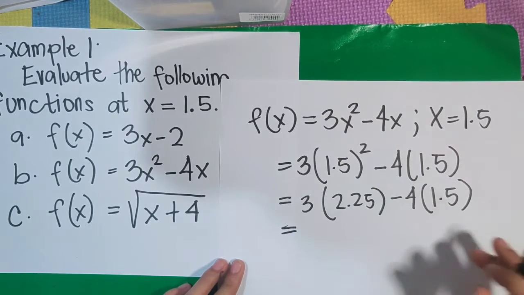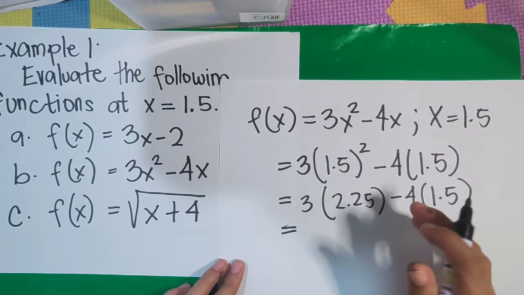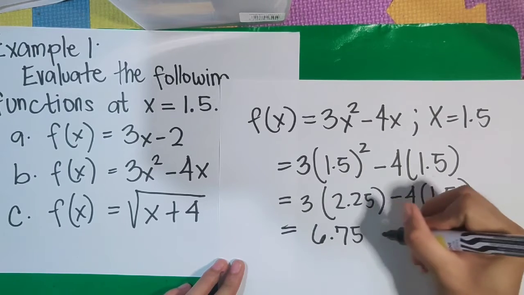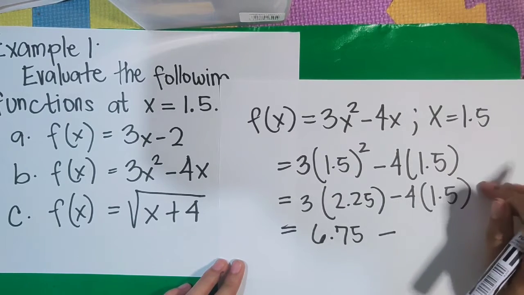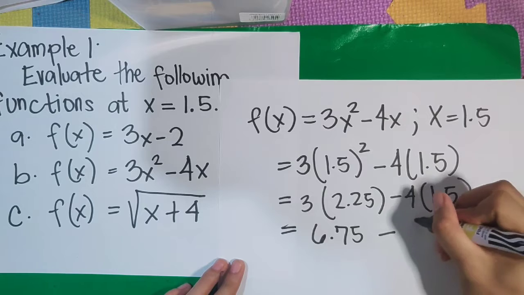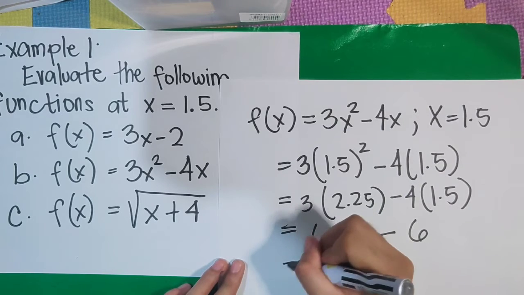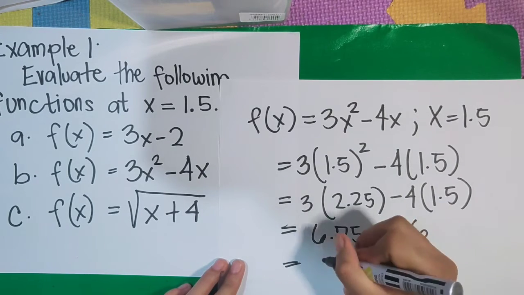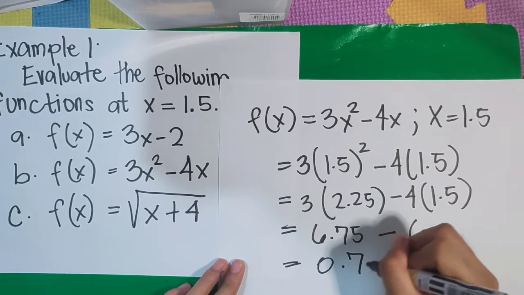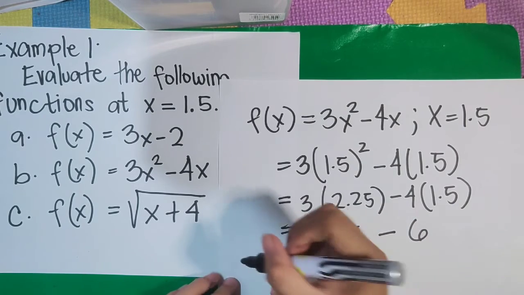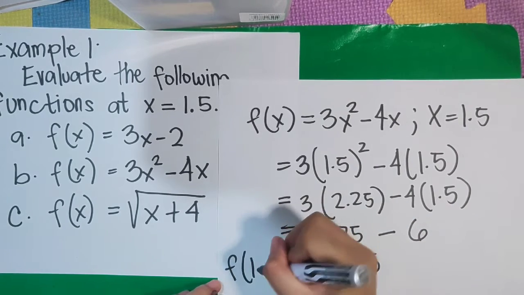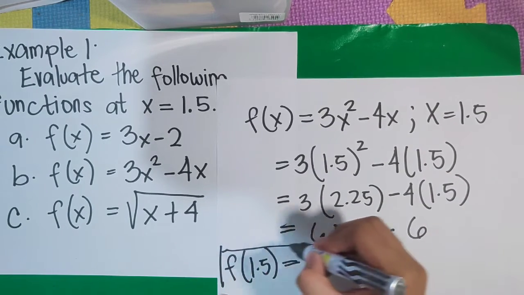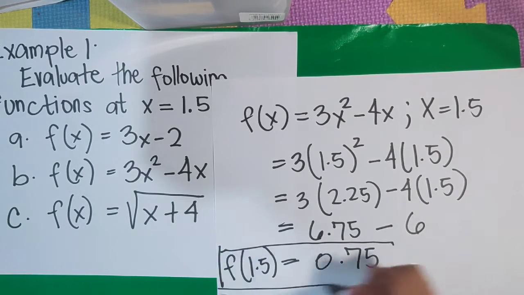Next is to multiply 3 times 2.25, so we get 6.75 minus 4 times 1.5, we get 6. So we need to subtract 6.75 minus 6, so we get 0.75. So f of 1.5 is equal to 0.75.